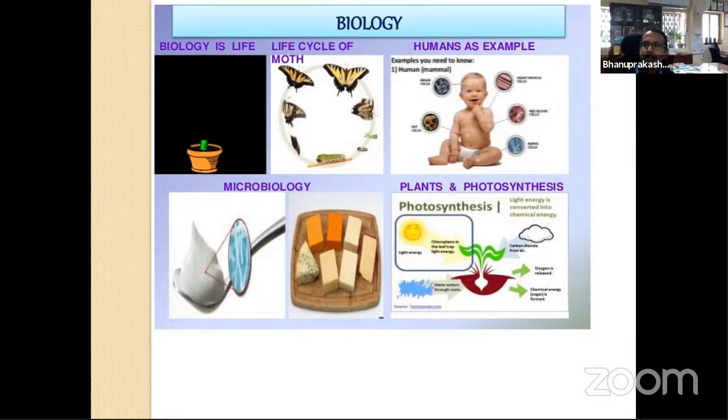Otherwise, people think that biology is different, chemistry is different, physics is different. That's why when you go to +2, the moment you take BPC, you tend to forget physics because you think I don't care about physics. But you cannot live without physics. In the same way, somebody who takes physics thinks they don't need biology and chemistry. No, this is a wrong notion. This is what we need to highlight to the kids.